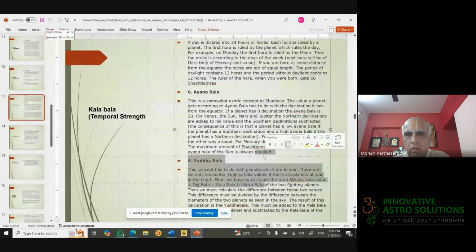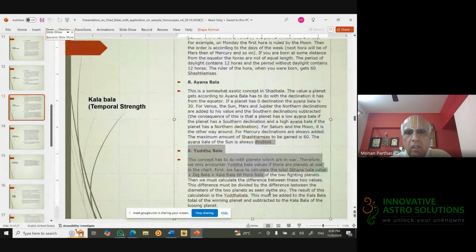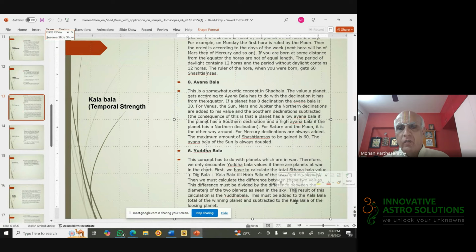So the result of this calculation is the Uddhavala. This must be added to the Kalabala total of the winning planet and subtracted from the Kalabala of the losing planet. This is the rule. So what we have to do is find out the Uddhavala, and add it to the Kalabala total of the winning planet. In case it is the losing planet, it is subtracted from the Kalabala of the losing planet.